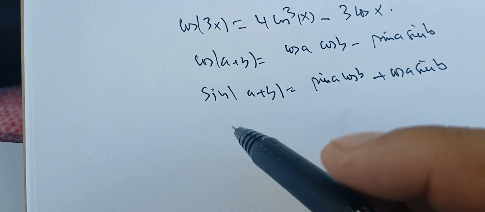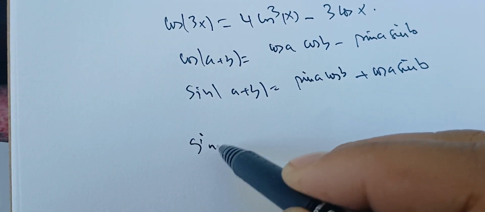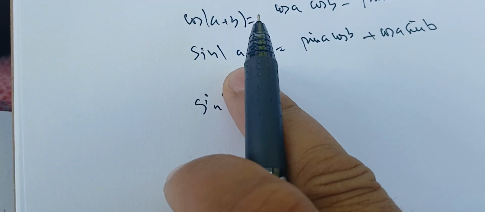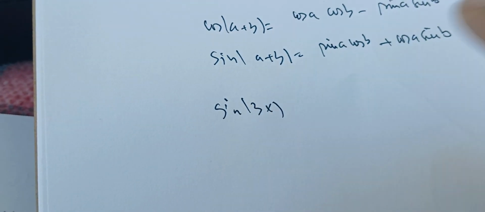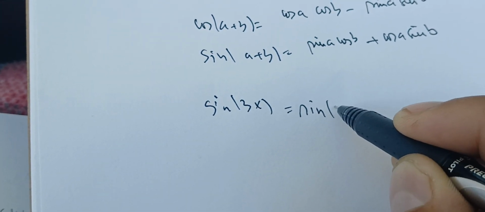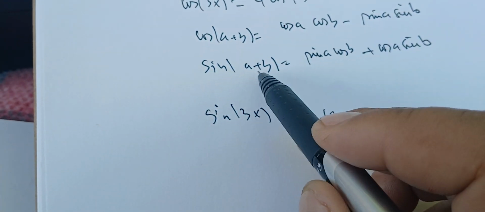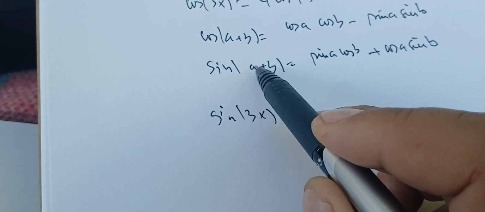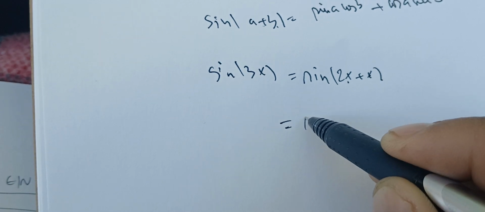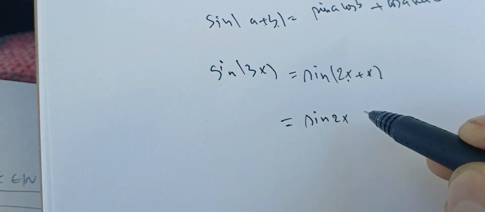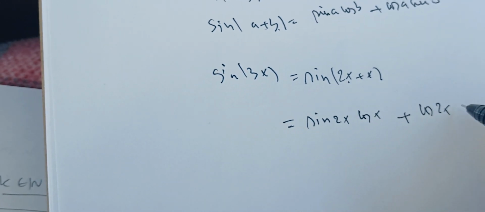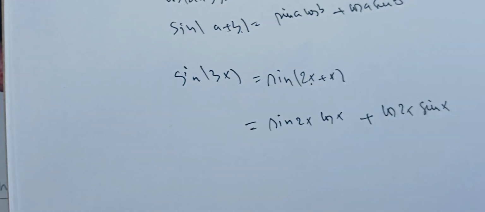Now, what if we want to compute the sine of 3x? We start from here. We write sine 3x as sine of 2x plus x, and we use here a as 2x and b as x. So what do we get? We get sine 2x cosine x plus cosine 2x sine x.